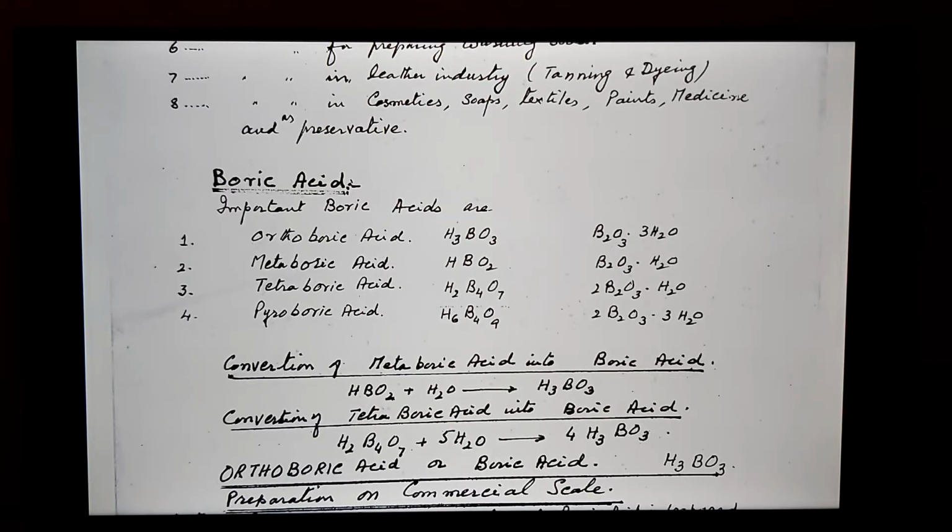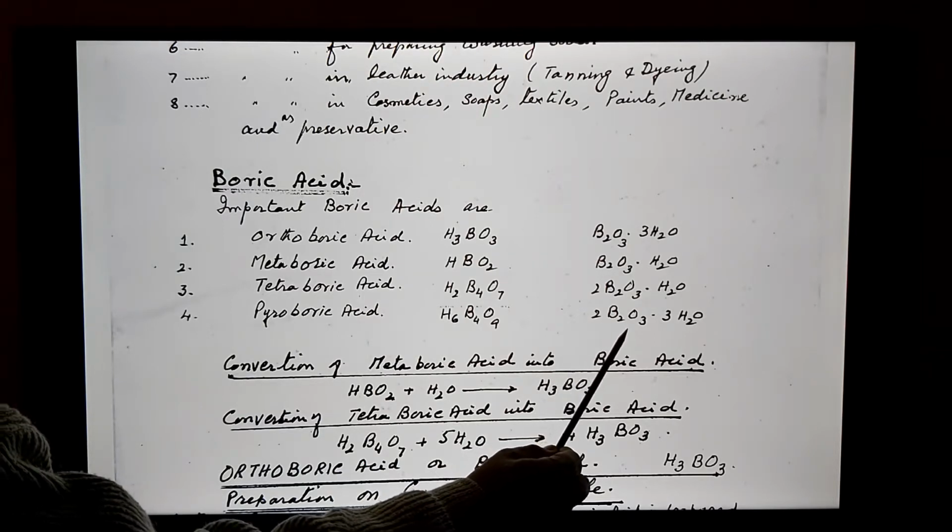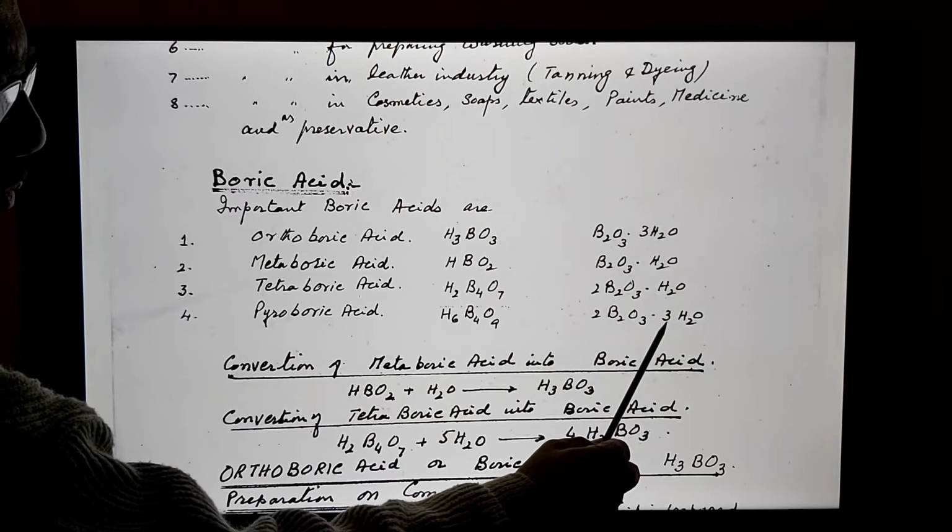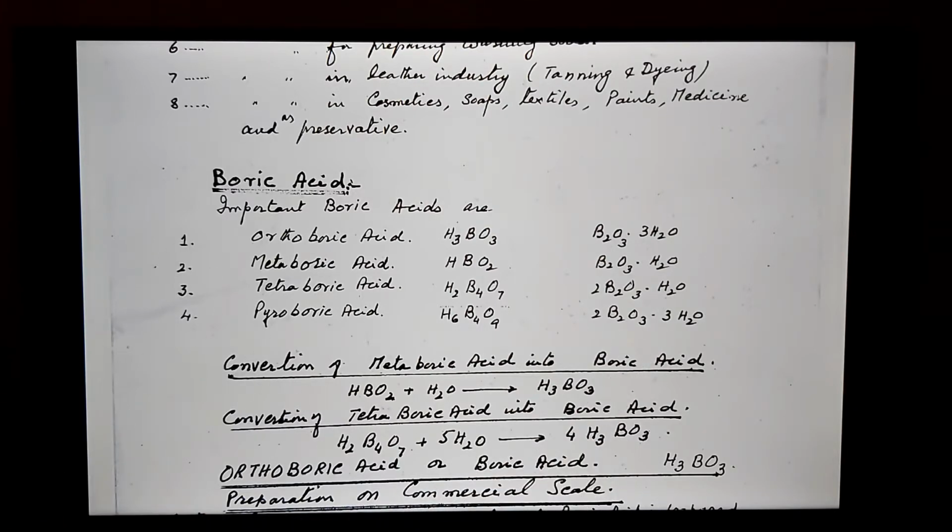The third boric acid is tetraboric acid, H2B4O7, can also be written as 2B2O3 and water molecule. Fourth is pyroboric acid, H6B4O9, it can also be written as 2B2O3 and 3 water molecules. So these are four acids which are interconvertible. One boric acid can be converted into another boric acid.